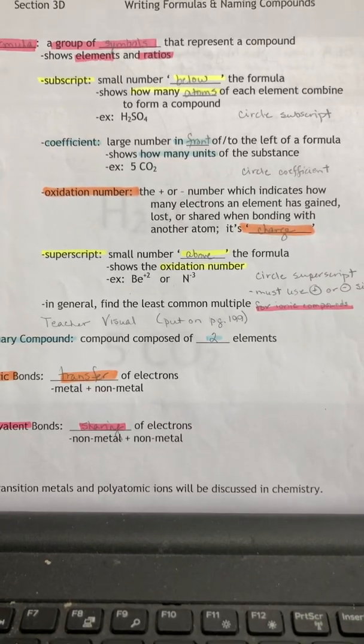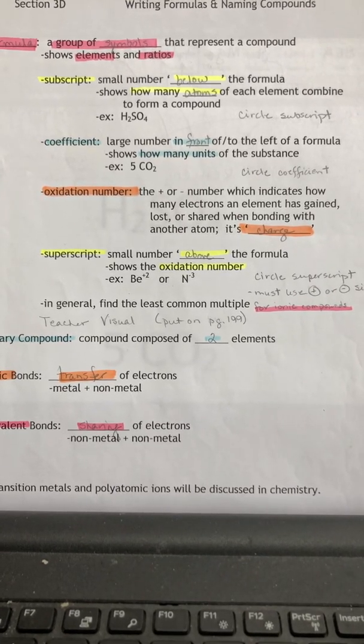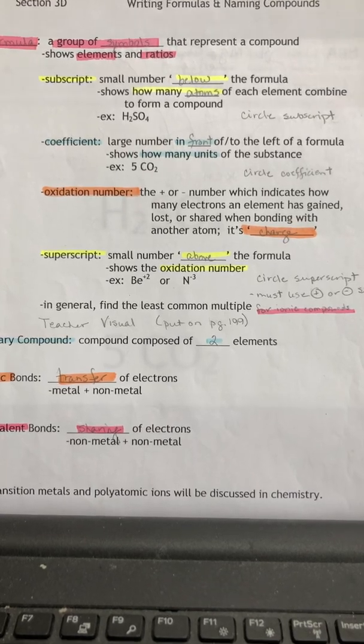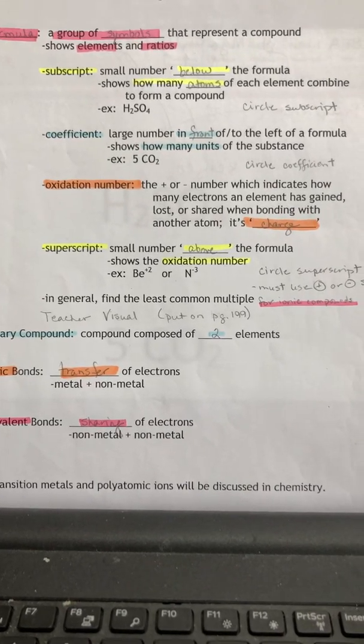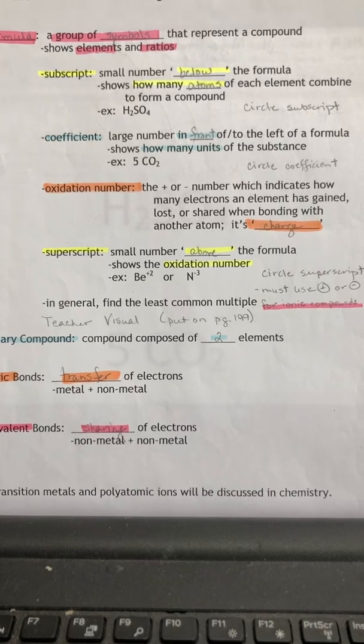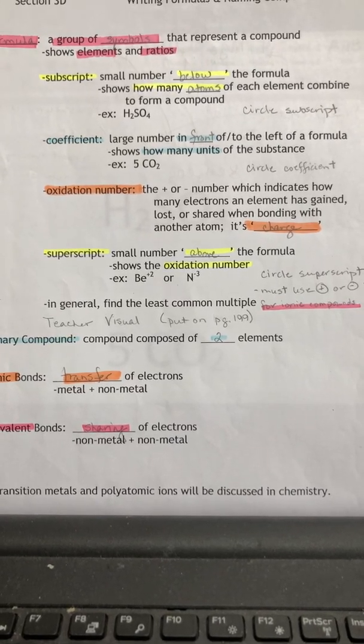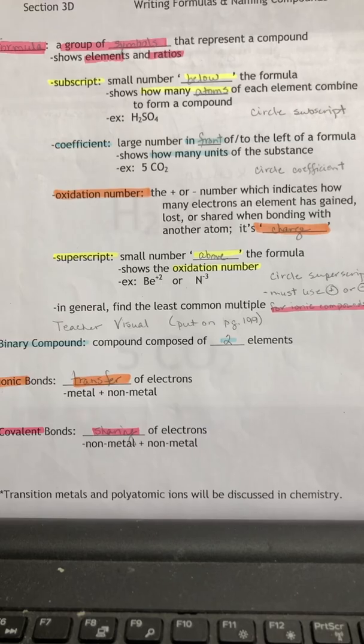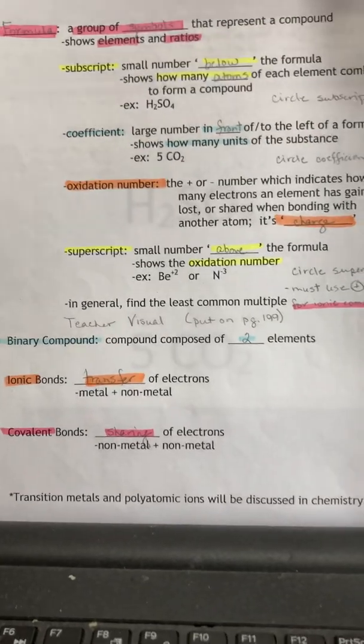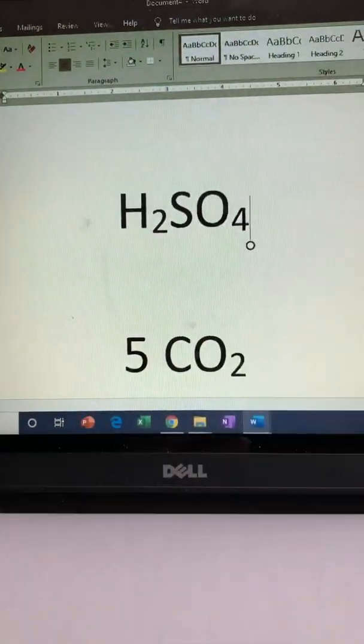So the first one is a subscript. It is the small number below the formula. Sub means below. Think of a submarine. So it shows you how many atoms of each element combine to form a compound. So you have the example there, H2SO4.